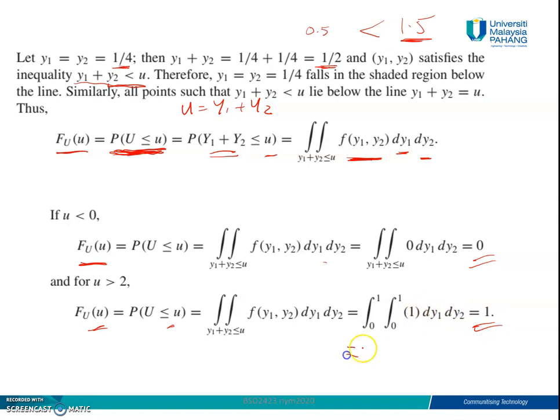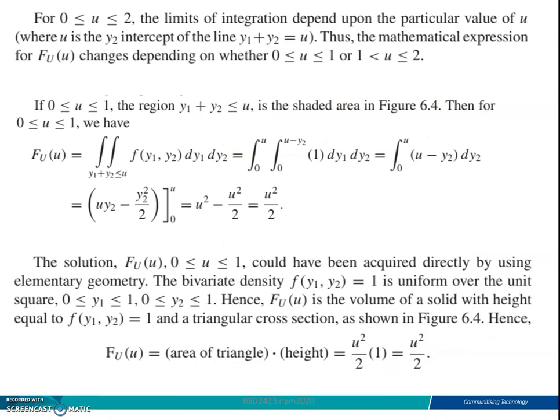If you remember, if you integrate the first one, you get y1, from 0 to 1, and then the y2. When you integrate 1 with respect to y2, you get y2, from 0 to 1. So finally you get 1. So this is the distribution function, but now we want to see the values in between what we mentioned just now, for u between 0 and 2.